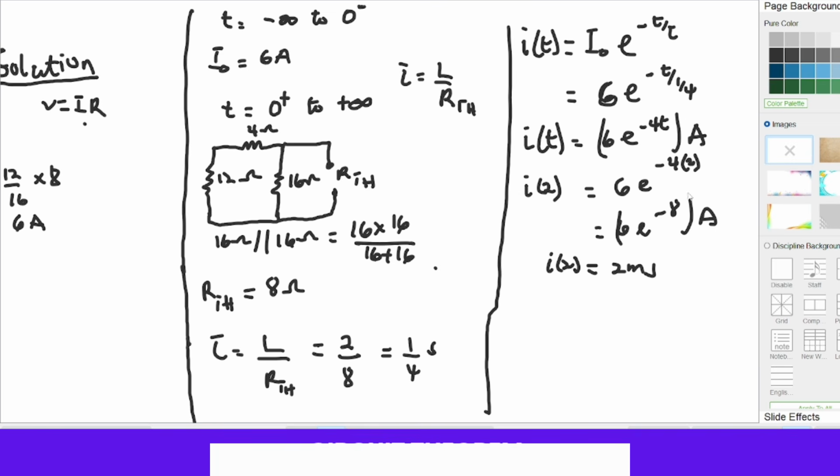So this is just an add-on. At any point in time after the circuit has been opened, we can use this general formula to find it.